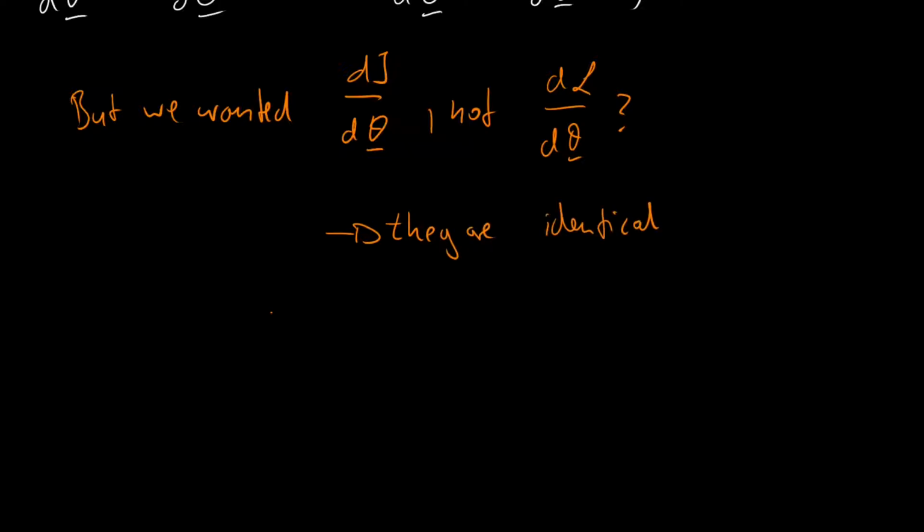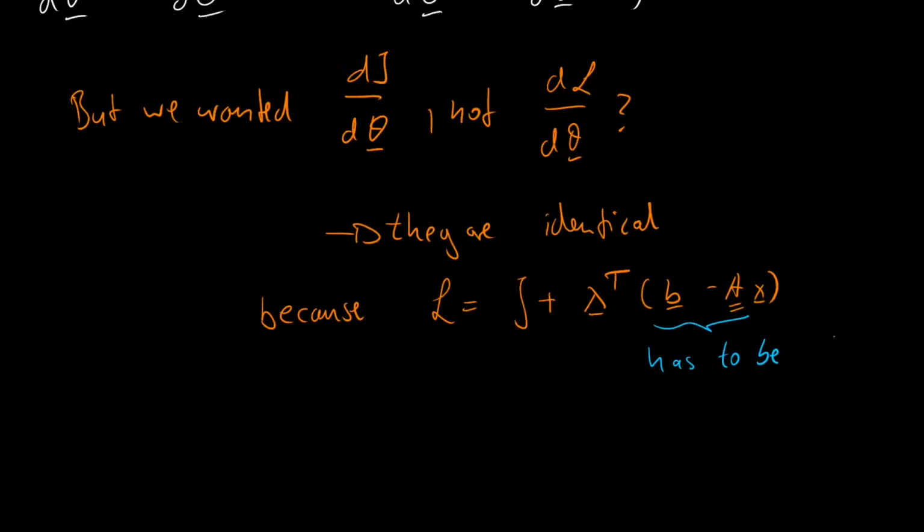Why is that? Recall the definition of the Lagrangian for our equality constraint optimization. So we said L is J plus lambda transpose times B minus Ax. And this B minus Ax will always be 0 because that's a fixed constraint that we have to adhere to. That's also the reason why we were allowed to choose the lambda. So this has to be 0, or more precisely the 0 vector. And then its derivative is 0.